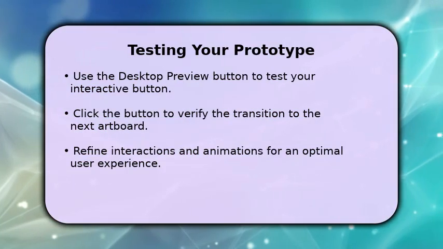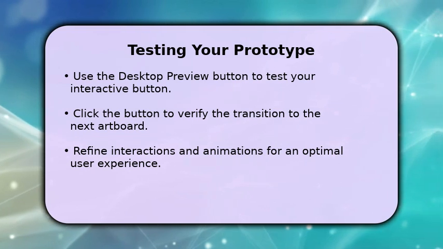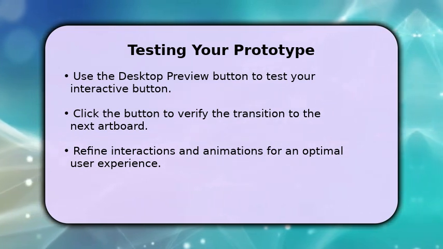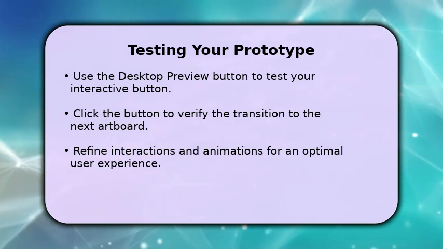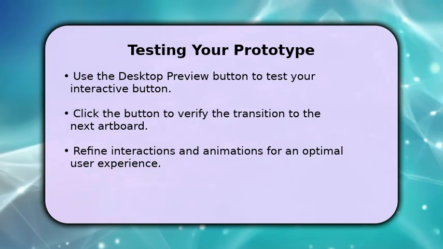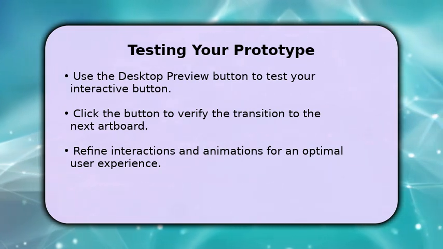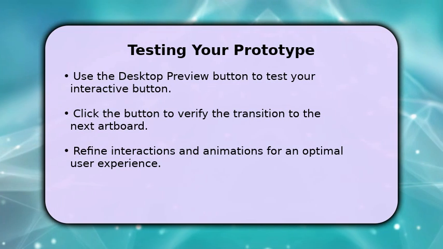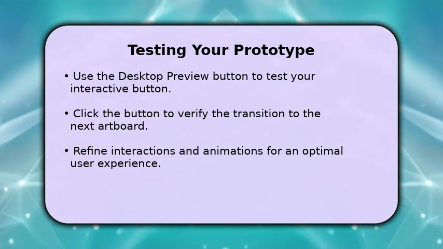Finally, it is crucial to test your work. Click the Desktop Preview button, usually located at the top right of your workspace. This will open a new window where you can interact with your prototype. Click your newly created button to ensure it navigates to the correct artboard with the desired animation. Make any necessary adjustments for a perfect flow, ensuring your design is 100% functional.